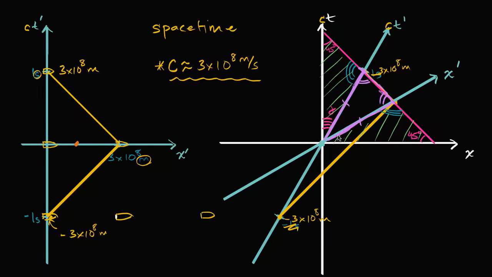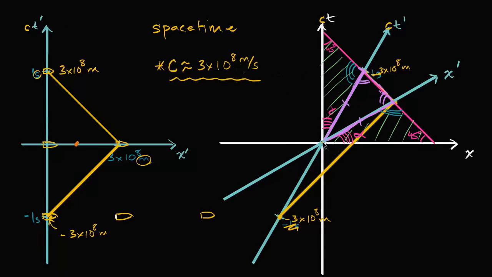And so if this is alpha, actually I'll do four arcs there. If that angle's alpha, then this angle is going to be alpha as well. And so this is really interesting. It's a beautiful kind of symmetry, and it really comes out of the fact that the speed of light should always be measured at roughly 3 times 10 to the 8 meters per second in any inertial frame of reference.